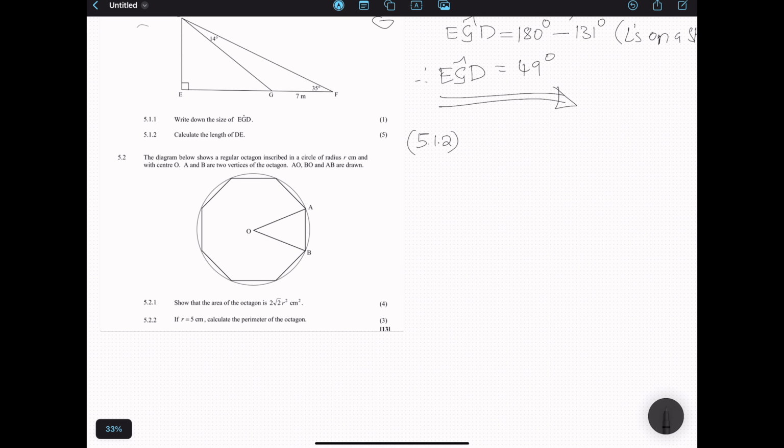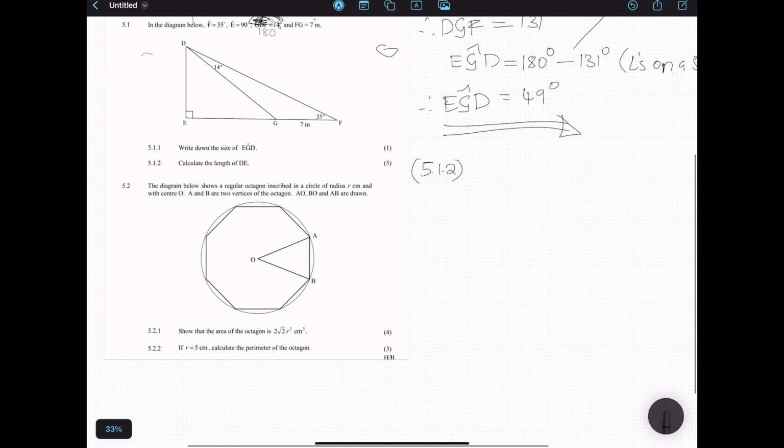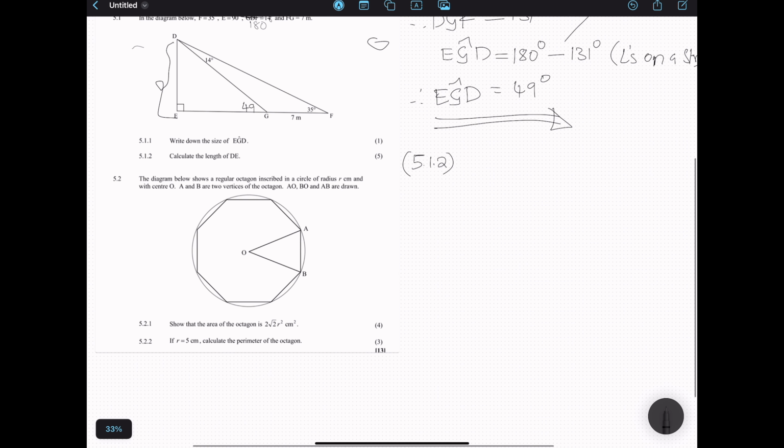They are asking us to calculate the length of DE, this length here. To get that length, we already have this angle, 49 degrees. We just did that. Then what else do we have? We have this angle. We don't have any side, we just want this side. We can use our sine rule to find this length, because we have this angle and we have the length of that.